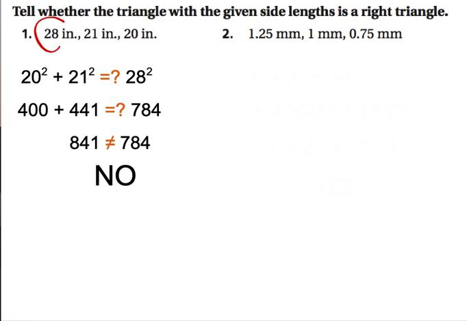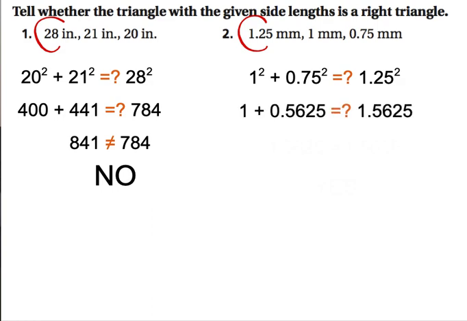Next one, 1.25 millimeters, 1 millimeter, and 0.75 millimeters. The one that has a chance of being the hypotenuse is the 1.25. We set this up in an equation. 1 squared plus 0.75 squared might equal 1.25 squared. We do our calculations and we find that this one's actually true. So yes, that does form a right triangle. A very small one with millimeters involved.